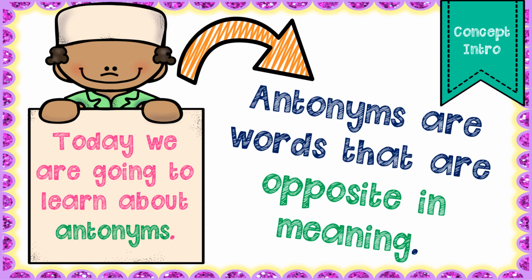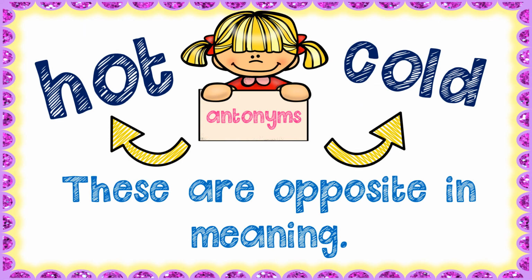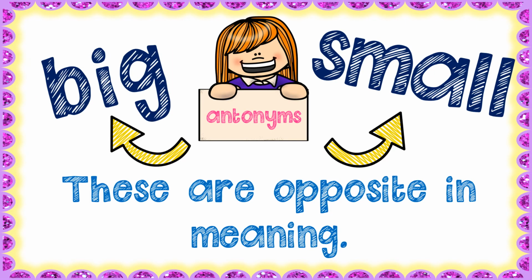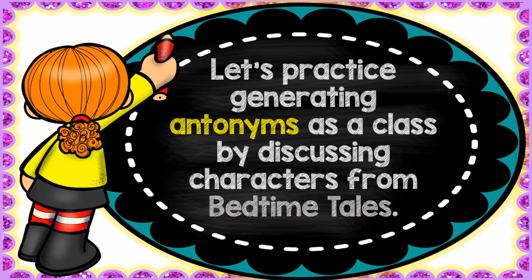Now we're going to talk about antonyms. For example, hot and cold. These are opposites. Think about what the word hot means and what the word cold means. They have opposite meanings. Fast and slow. These are antonyms. Big and small. They're opposite words. Big means really large. Small means really little in size. So it's complete opposite in meaning. They're antonyms.